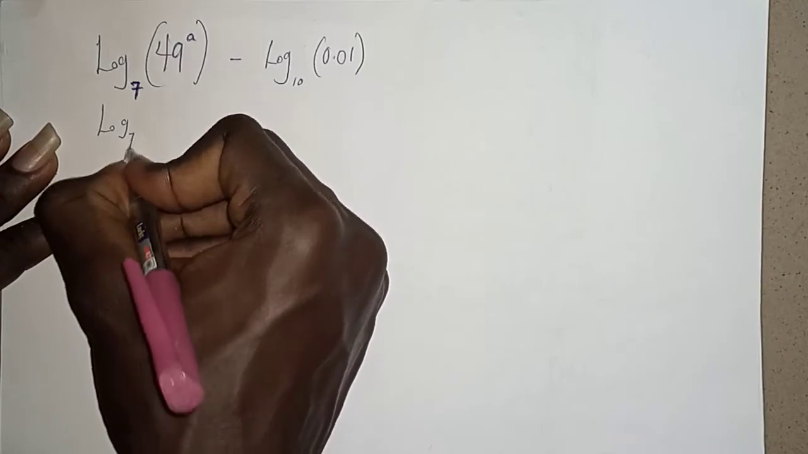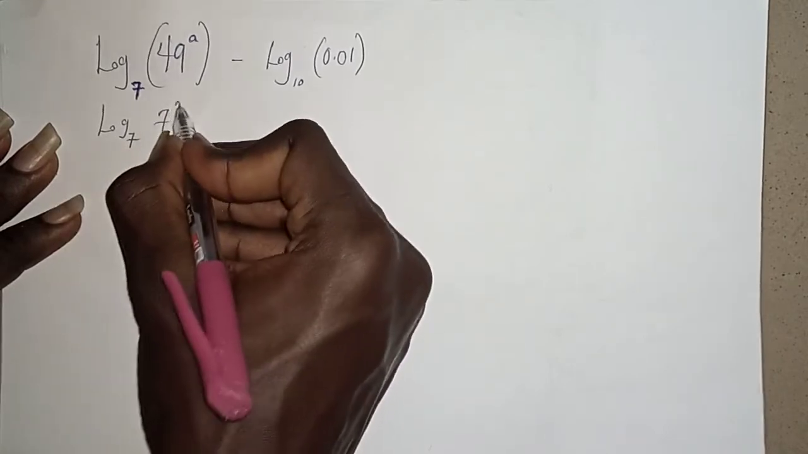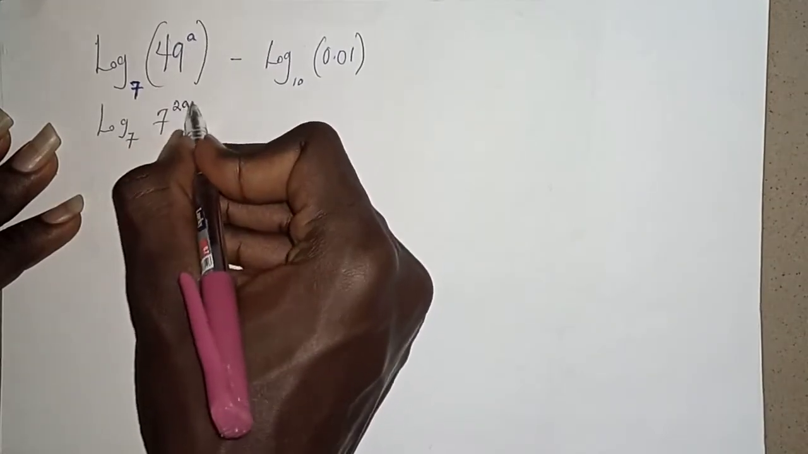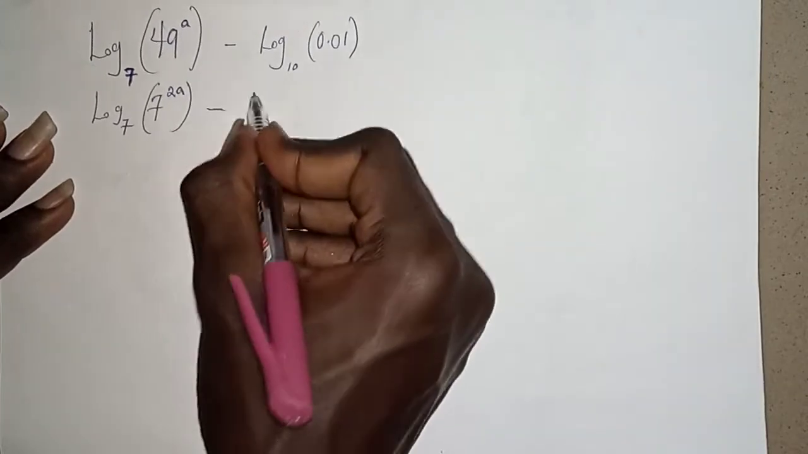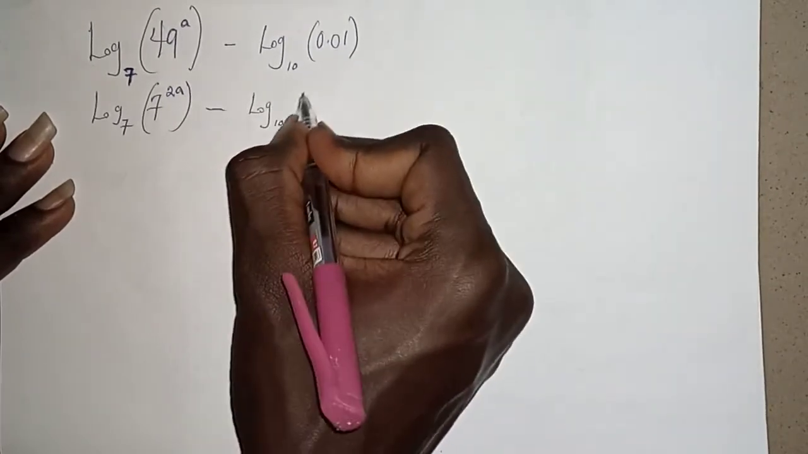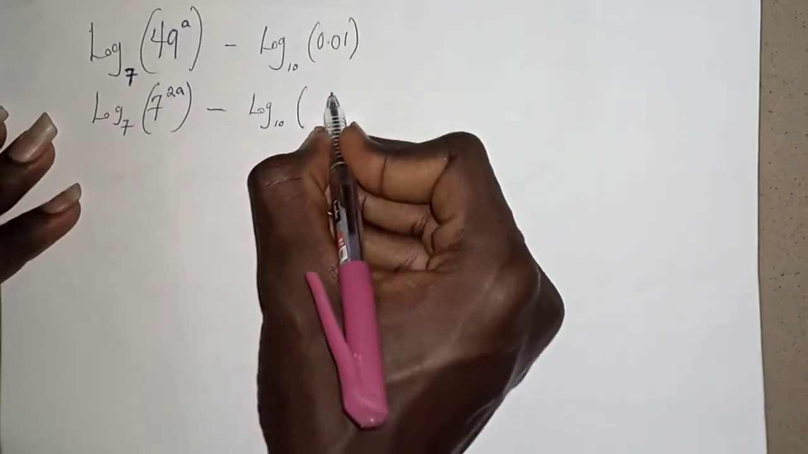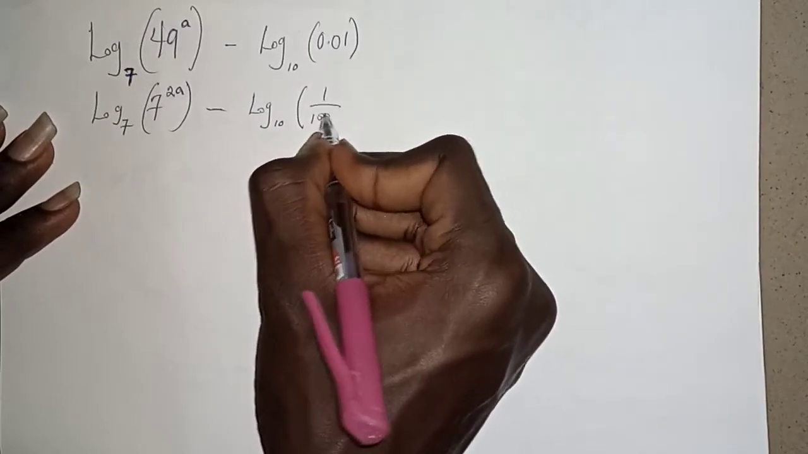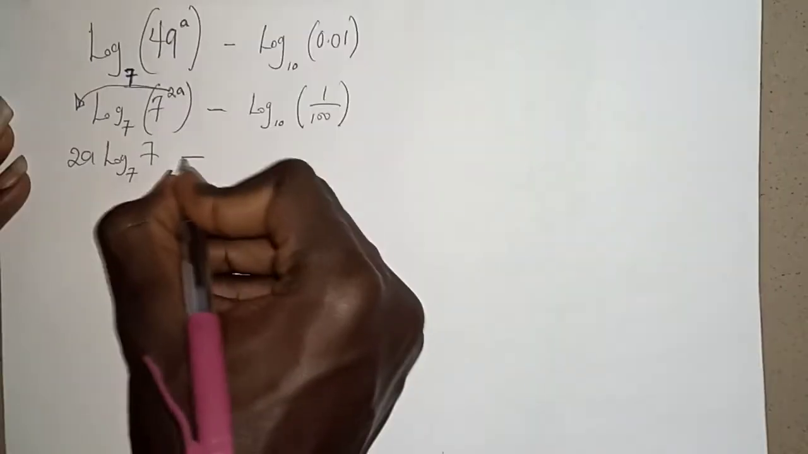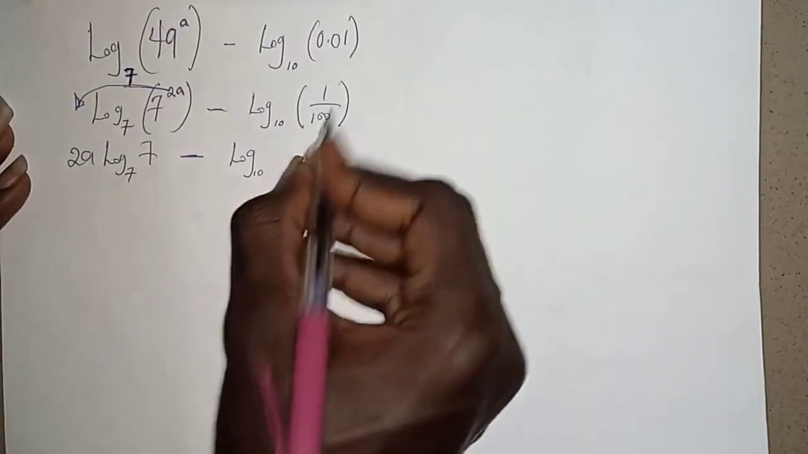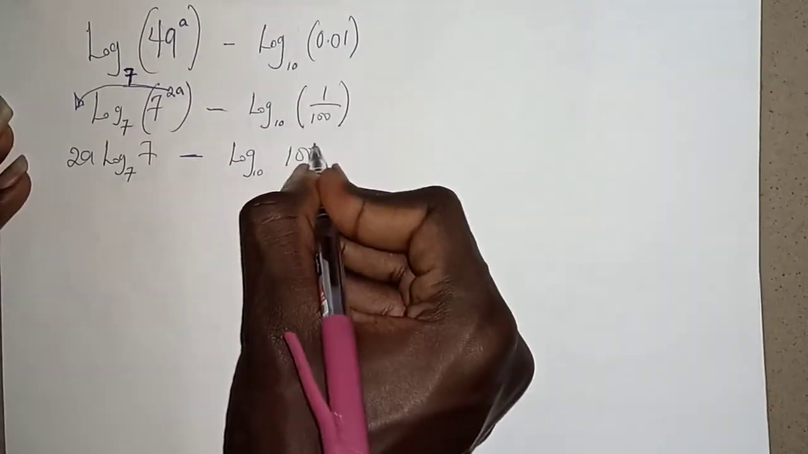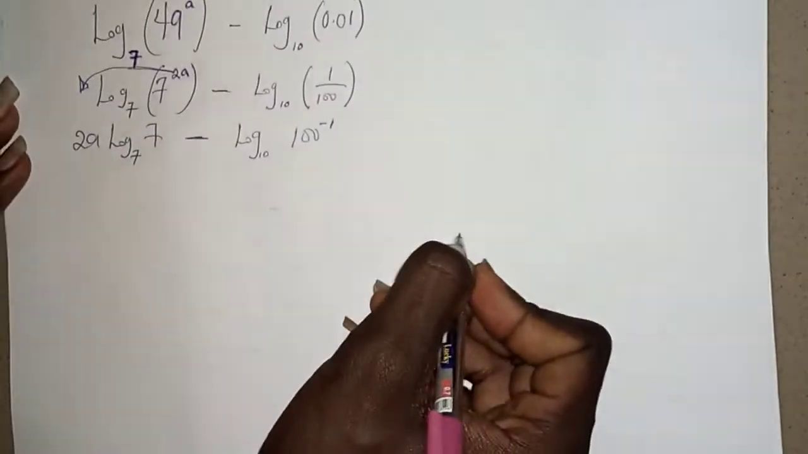So I have logarithm to base 7. This 49 is 7 raised to the power of 2. Mind you, we still have a. That's 2 times a. That's 2a. Then minus logarithm to base 10. This 0.01 can be expressed as a fraction, and that is 1 over 100. So the next thing for us to do from here is these two a's. You just use the rule of power law of logarithm. This comes down. Then you have 2a multiplying log 7 to base 7 minus logarithm to base 10. This 1 over 100 is 100 to the power of minus 1. Do you agree with that? So that's how it works.